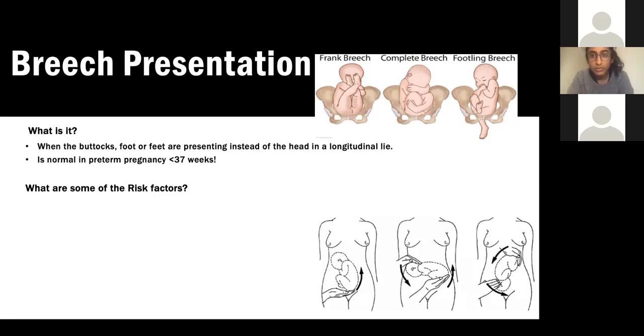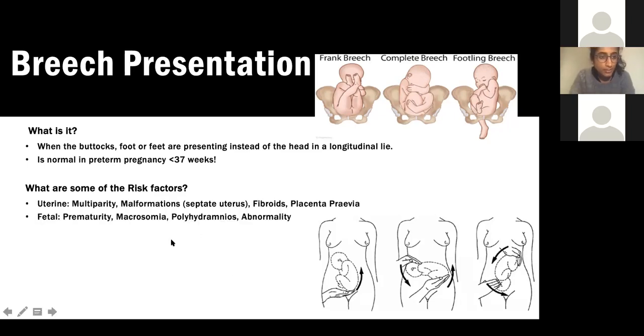Fibroids, yes, that can be another one. So any problems of the uterus, good. So I've divided it up into uterine and fetal. So uterine risk factors are multiparity and malformation. A septate uterus is where you've got like a film in between, whereas bicornuate is where you've got two separate horns of the uterus. It sort of looks like a heart-shaped uterus, and that's why you can get the breech presentation.